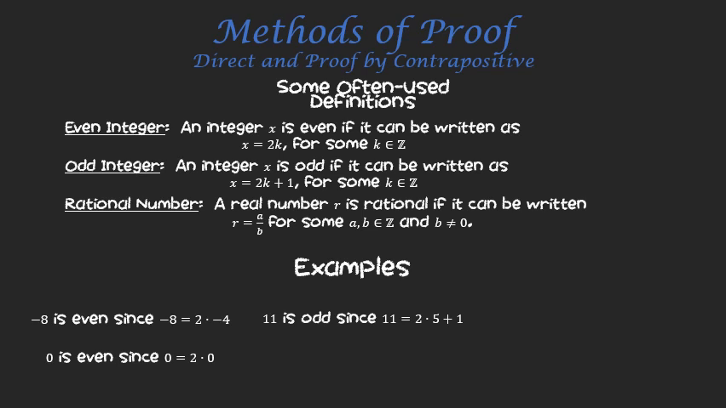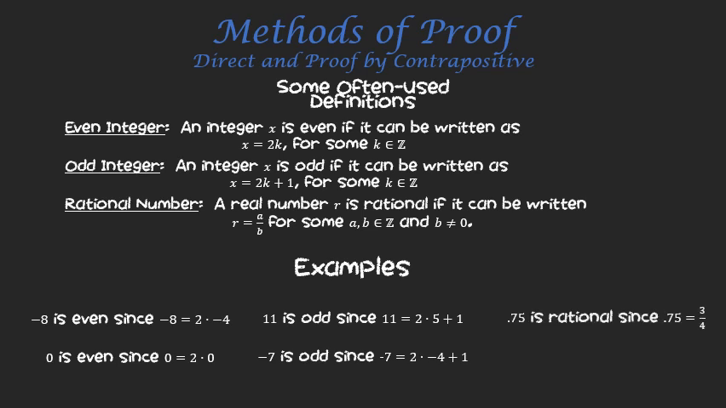11 is odd because we can write it as 2 times 5 plus 1. So it's 1 more than 10, which is an even number. And -7 is odd since we can write that as 2 times -4 plus 1. That works too.